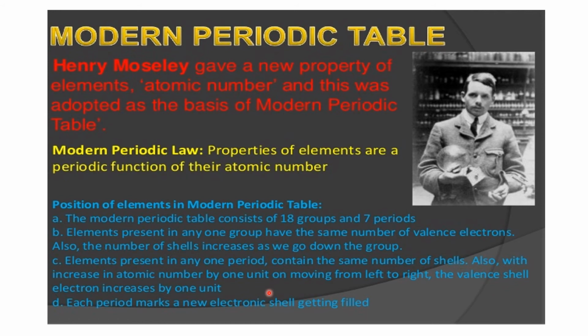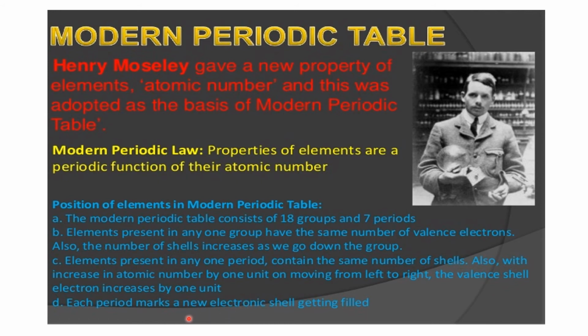So the valence shell electron increases by 1 unit. So in a period, the valence shell will have electrons one by one. It adds up one by one electron in a period when you move from left to right. Whereas in a group, the number of shells increases. The valence shell increases in a group, whereas in a period, the valence shell electron increases, meaning electrons are added to the same shell. Like here, when you say the s orbital can have 2 electrons, the first element will have 1 electron in the valence shell, and the next one will have 2 electrons in its valence shell, in a period.